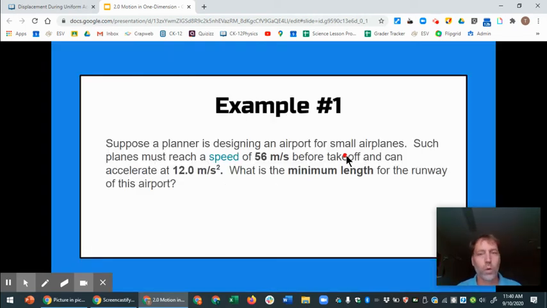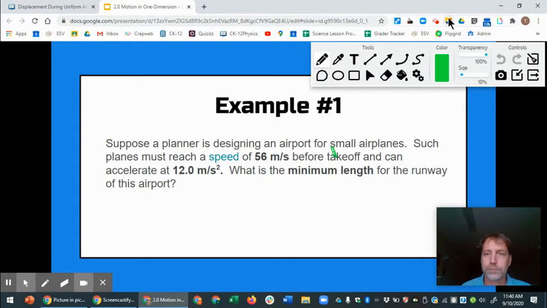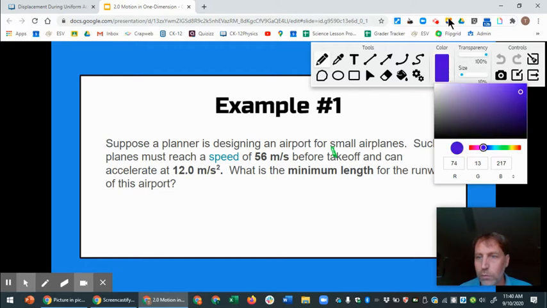I'm going to try to do one or two examples with you as I label them. So let's start together. Example number one, let's do some labeling here. Let's pick a color. Let's get in the blue range since we have a blue slide. Okay, here we go.